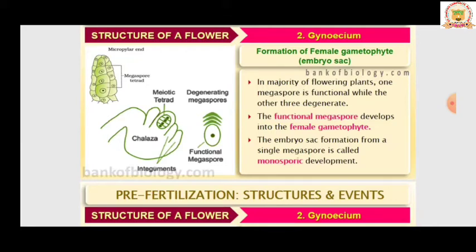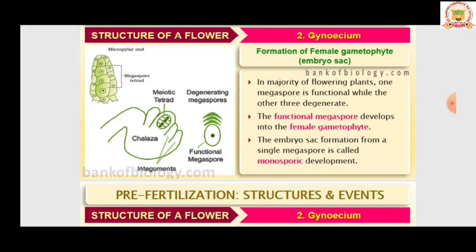The embryo sac formation from a single megaspore is called monosporic development. As I said in the beginning, we have seen what a monosporic ovule is and what syncarpous is. In the same way, when an embryo sac is formed from a single megaspore, when a single megaspore develops into the embryo sac, we call it monosporic development.